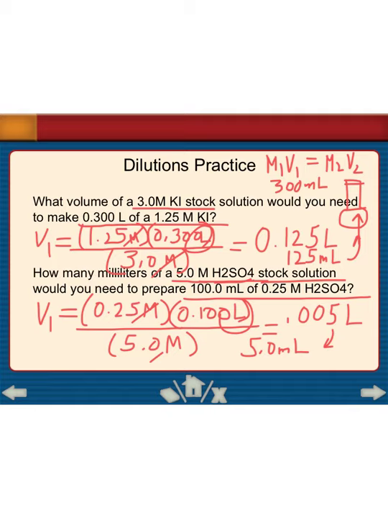They would be transferred into a 100 mL volumetric flask, and then the flask would be filled to the line to give a total volume of 100.0 mL. So this is how you would do a dilution on sulfuric acid.